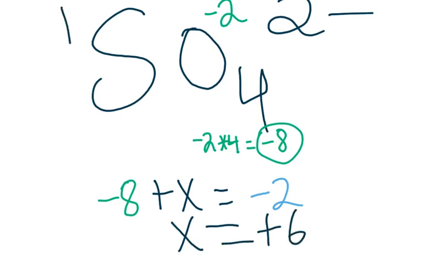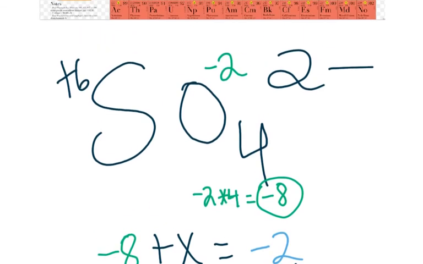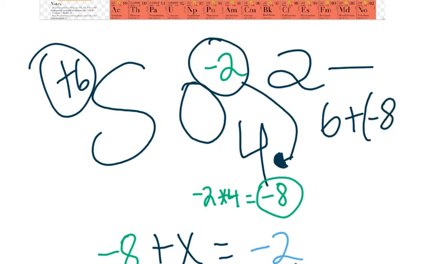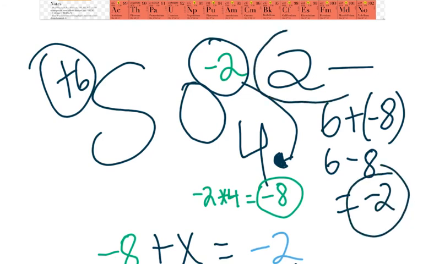We can check that by adding the oxidation numbers times the number of atoms it has, and we have to see if it equals -2 or not. So 6 plus -2 times 4, which is -8. So 6 plus -8 is 6 minus 8, which is -2, and that is our net negative charge on our sulfate polyatomic ion.